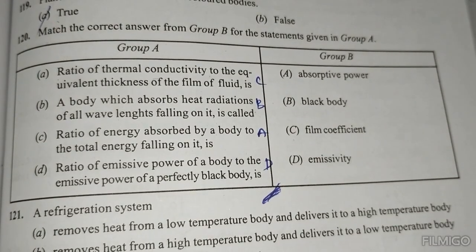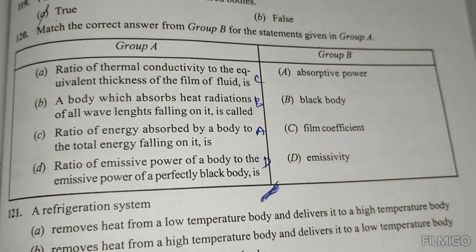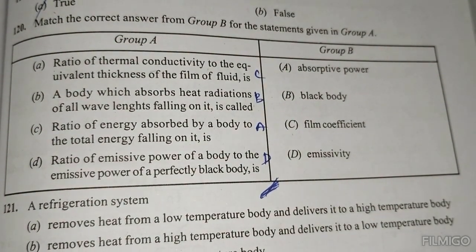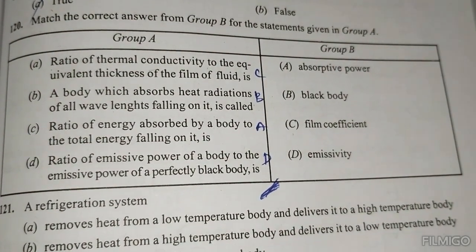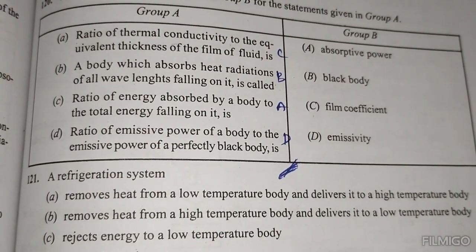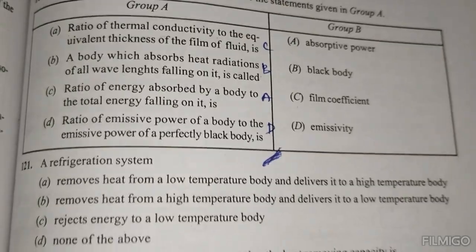A body which absorbs heat radiation of all wavelengths falling on it is called a black body. The ratio of energy absorbed by a body to the total energy falling on it is absorptive power. The ratio of emissive power of a body to the emissive power of a perfectly black body is emissivity.